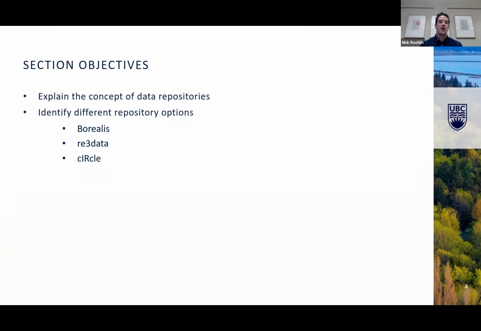And then I'm going to identify a few different options. We'll talk about Borealis, which is an instance that UBC has, but it's also an instance across Canada for data repositories at specific institutions. I'll talk briefly about the re3data repository searcher, which is effectively a website where you can search for discipline-specific repositories. And then I'll finish by talking about Circle, which is not a data repository, but absolutely plays a role in this ecosystem.